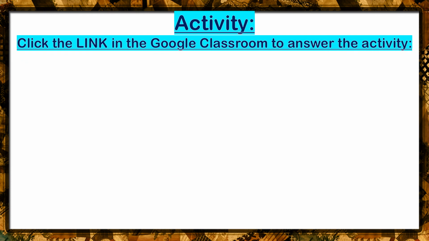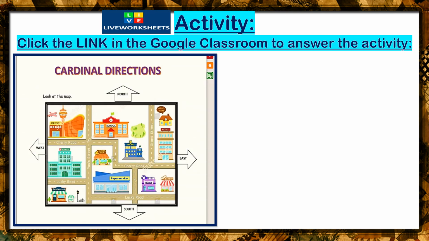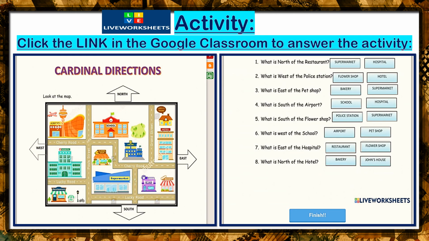So now class, it's time for me to give you an activity. Just click the link in the Google Classroom to answer the activity. And your activity is of course a live worksheet. And this is what your activity looks like. So you are going to tell me the cardinal directions of a specific area. So please read sentences or questions numbers 1 to 8. Choose your answer, click finish, and click check my answers. And screenshot your score and upload it in the social studies album in your Line group. Good luck. Thank you so much.